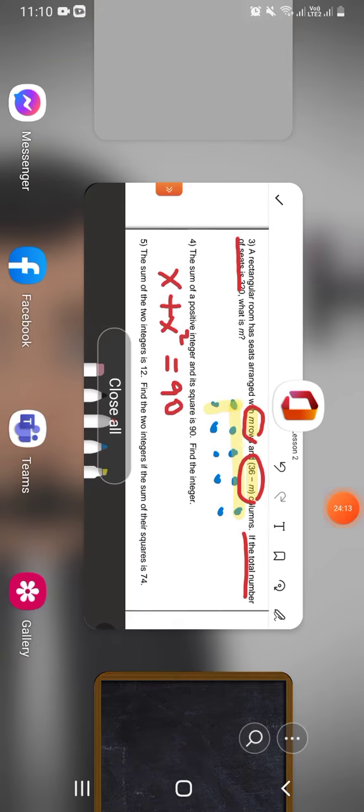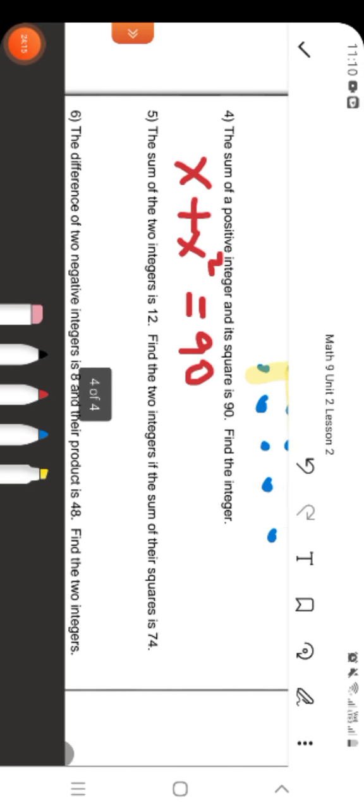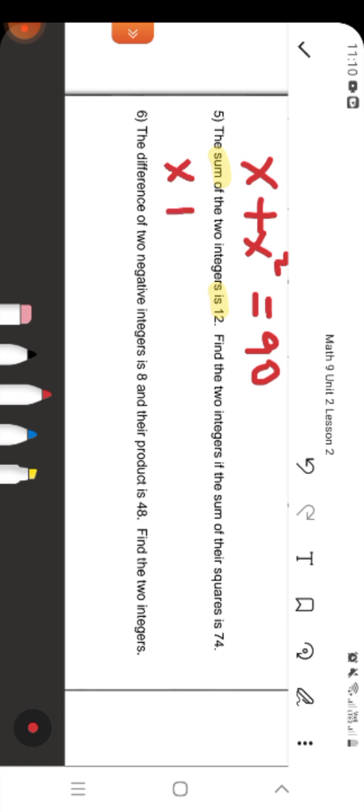Next, number 5. So the problem is: the sum of the two integers is 12. Again, we see the word "is," so that is equal to 12. We see the word sum, and since there are two integers, we can denote the first integer as x and the second integer as y. So we add them and equate it to 12. That's our first equation.